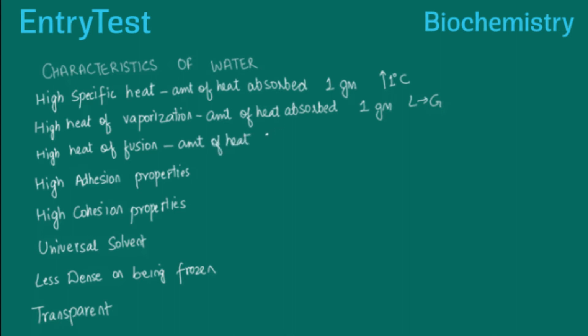that needs to be lost to convert 1 gram of water from liquid to solid, which is basically ice, at the same temperature. So that means water does not get frozen into ice really quickly. So that helps us human beings in cold temperatures because our blood does not become frozen very soon.